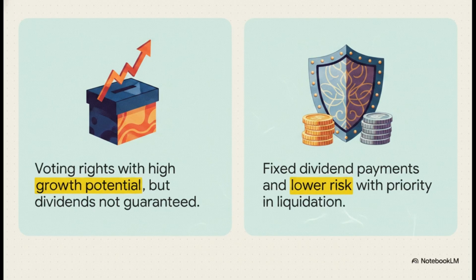Common shares give you voting rights and really high capital appreciation potential, but your dividends are definitely not guaranteed. On the flip side, preferred shares act a bit more like that fixed income we just talked about.